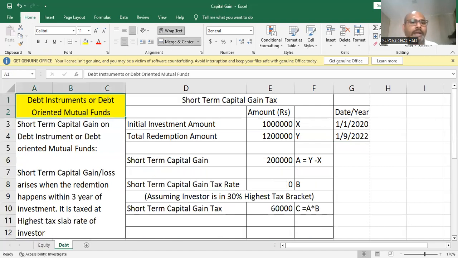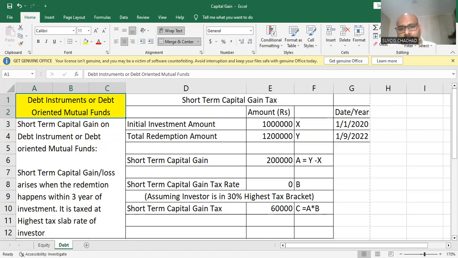Then we have debt instruments like bonds, debentures, or debt oriented mutual funds. So if you are investing in this type of securities and you are withdrawing within 3 years from the investment date, then whatever gain or losses arise are called short-term capital gains or losses in case of debt instruments. So let's consider one example: you are investing again 10 lakh rupees and you are withdrawing within 3 years. Let's say the withdrawal amount is 12 lakh rupees. Now again, the short-term capital gain that arises is 2 lakh rupees.